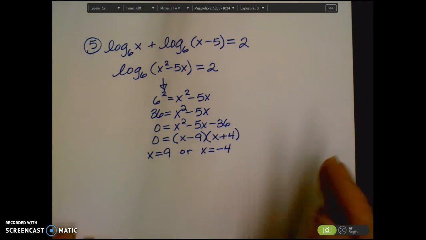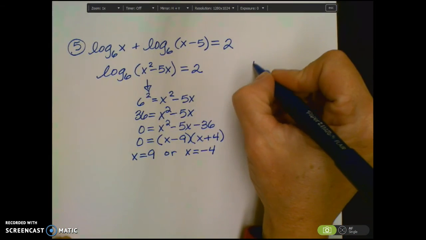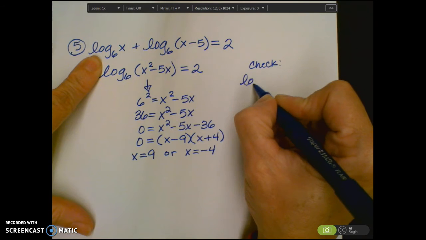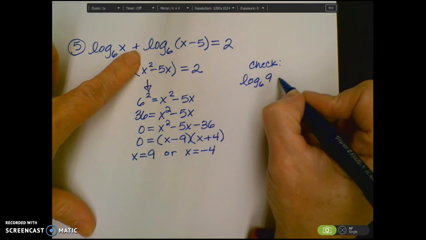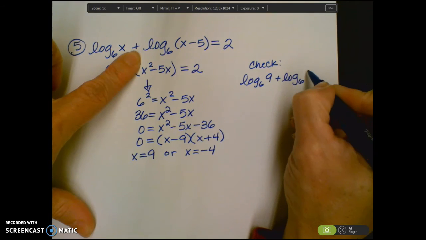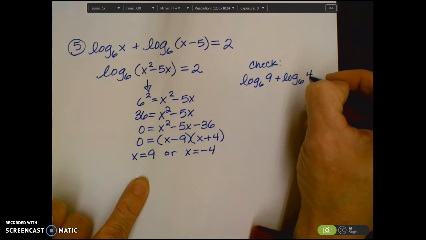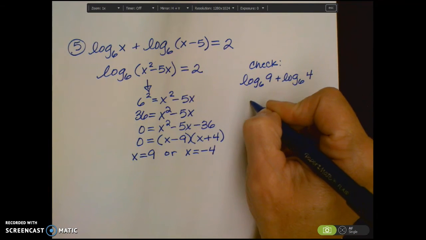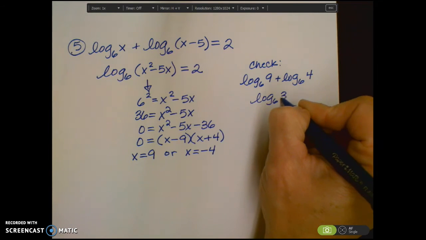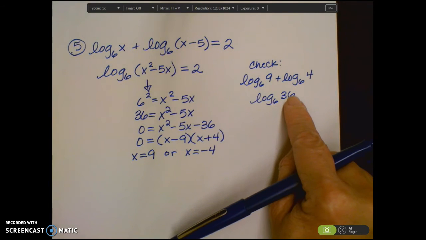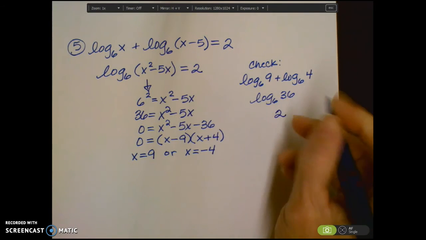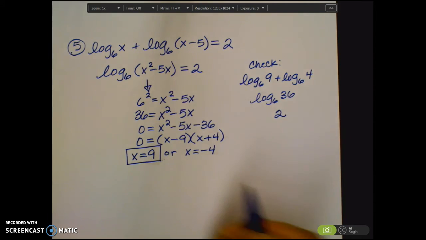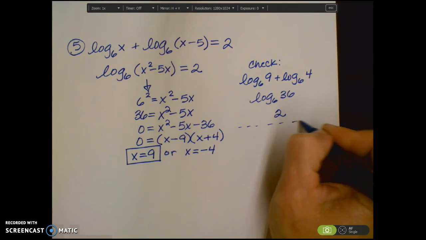And here's where our check comes in, and the check is crucial on a problem of this type. So for my check, on this first term I have the log base 6 of 9 plus log base 6 of 9 minus 5, or 4. Go ahead and combine those. It's going to become the log base 6 of 36. In other words, 6 to what power is 36? And that's where we get a 2, which is what it should have been. So this x equals 9 is correct. We've checked that one. Now let's check the other one.